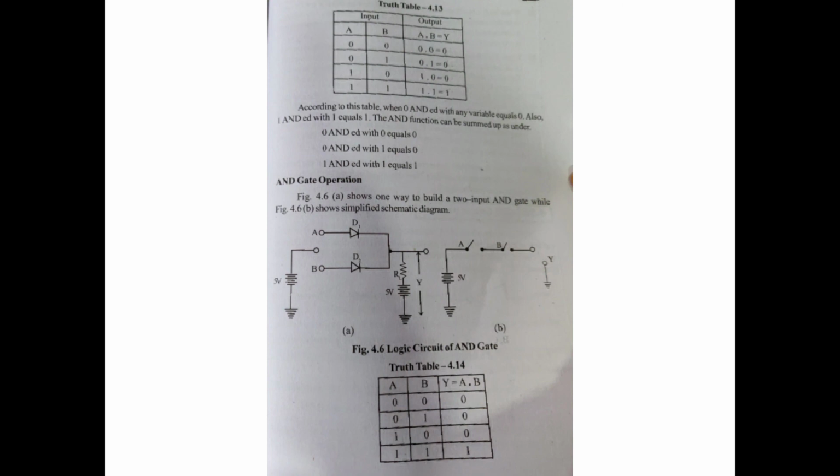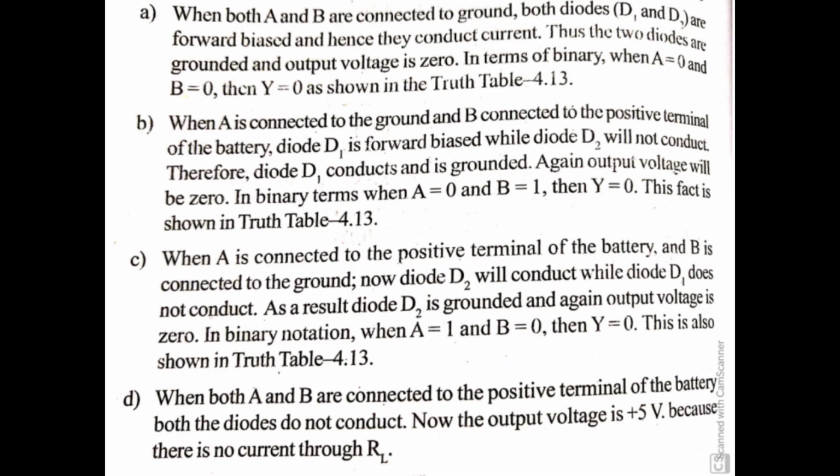So we'll see the AND gate operation. Figure 4.6 shows one way to build a two input AND gate, while figure 4.6b shows the simplified schematic diagram. When both A and B are connected to ground, both diodes D1 and D2 are forward biased and hence they conduct current. Thus the two diodes are grounded and the output voltage is 0. In terms of binary, when A and B are equal to 0, then Y is equal to 0, as shown in the truth table 4.13.